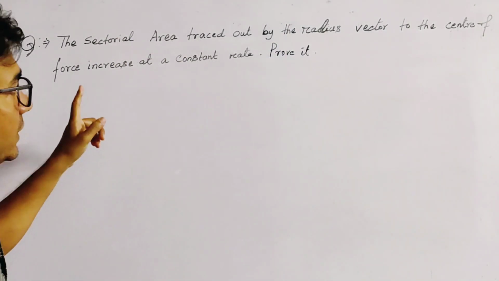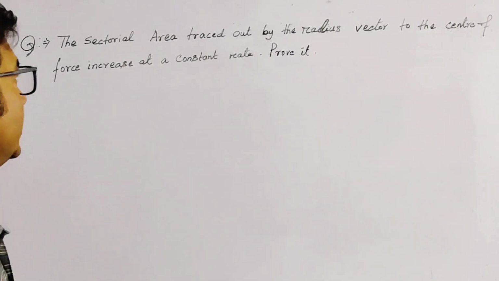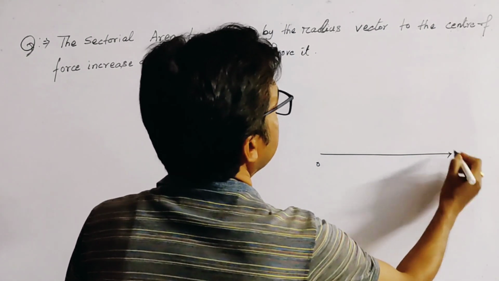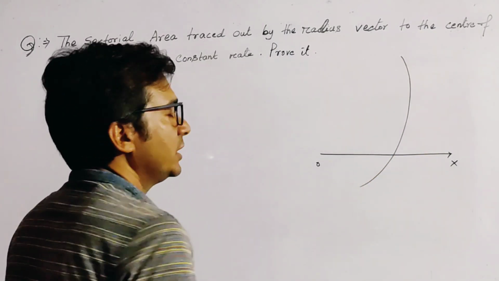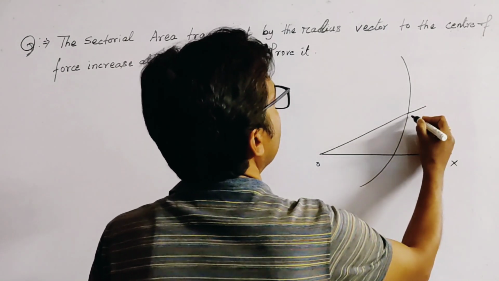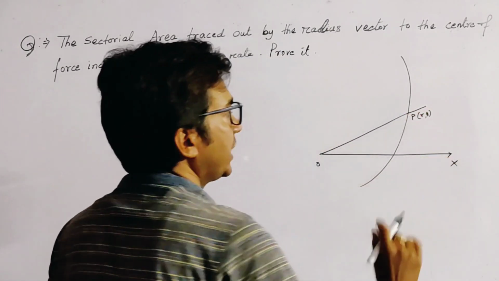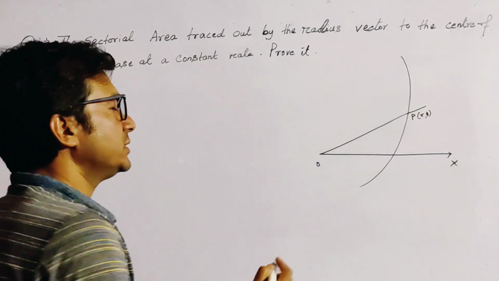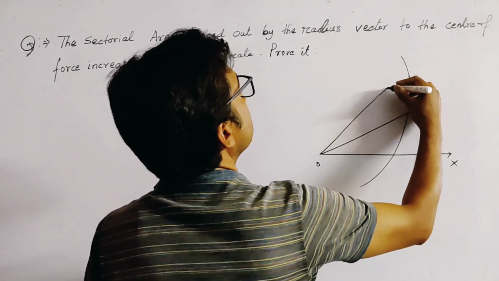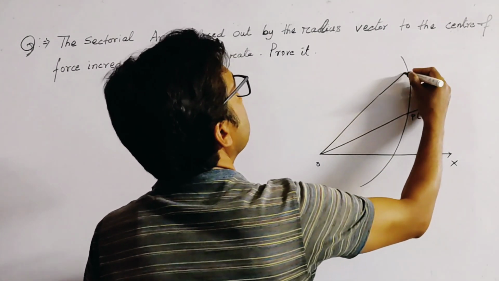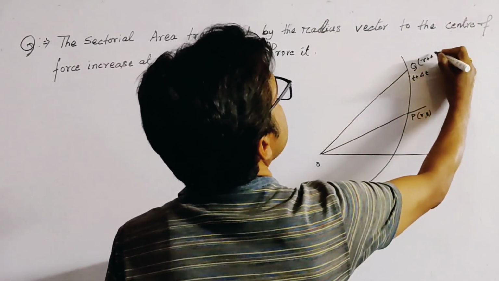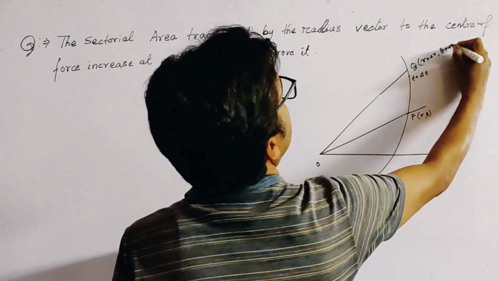Since it is a central orbit, we take this as the initial line OX and this is the central orbit, and let the particle be at P (r, theta) at any time T. Let the particle P move to Q in time delta T, that is, at time T plus delta T, and the coordinates of this point are r plus delta r, theta plus delta theta.